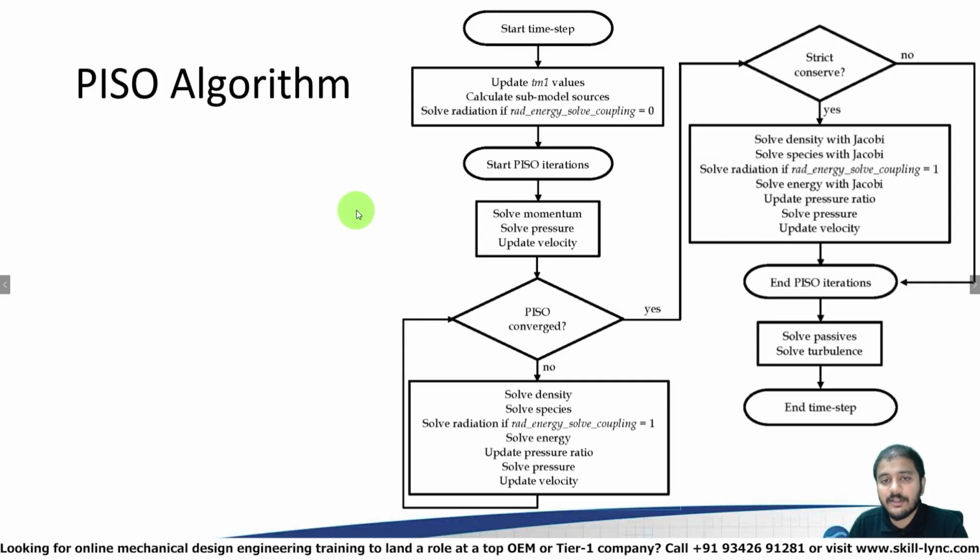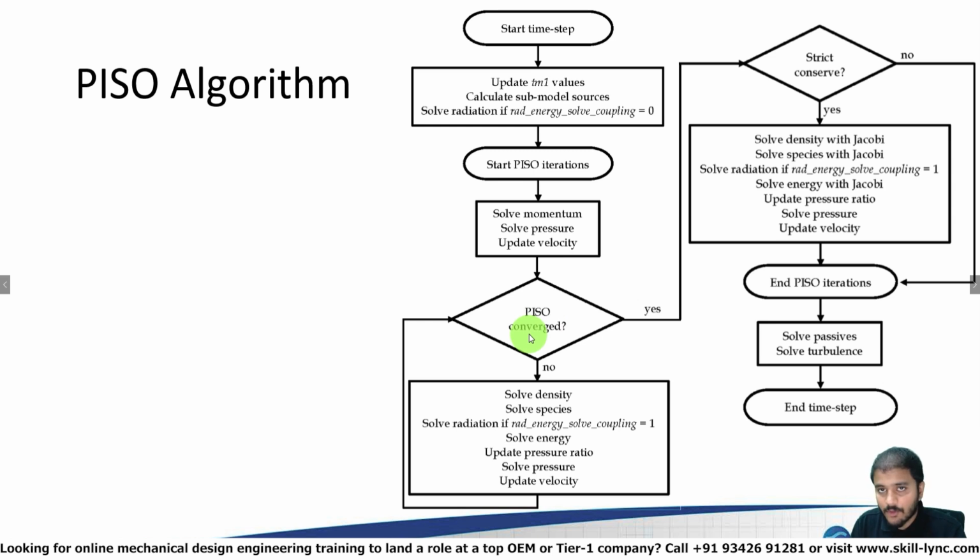So how does the PISO algorithm work in Converge? Say that you're running a transient simulation. You start your time step and you start your PISO iterations. We are not talking about this block because I'll talk about it later, right? So you start your PISO iterations, you solve your momentum equation, and then based on those values of velocity, you solve your pressure, and based on the pressure values that you get, you correct your velocity. This is where your under relaxation factor comes in. Now you check if your PISO has been converged. For this, you just compare the density values before the PISO and after the PISO, or you compare the pressure values if it's an incompressible flow.